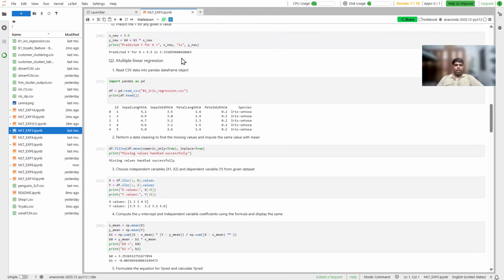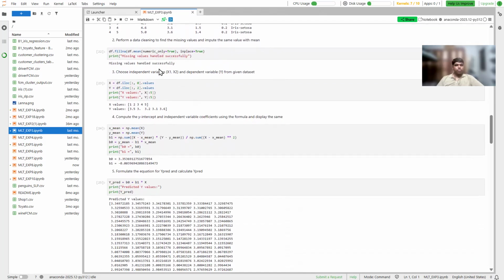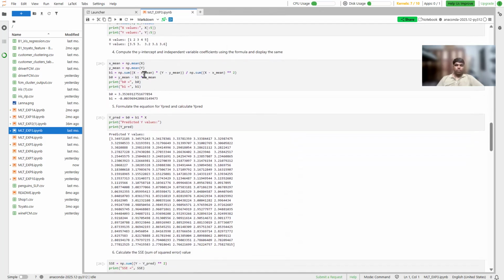Now, multiple linear regression. Here we are selecting sepal length and petal length as x1 and x2, and we calculate the output. Now we compute the coefficients. I create the matrix X and compute beta using matrix multiplication. This gives the intercept and slopes.